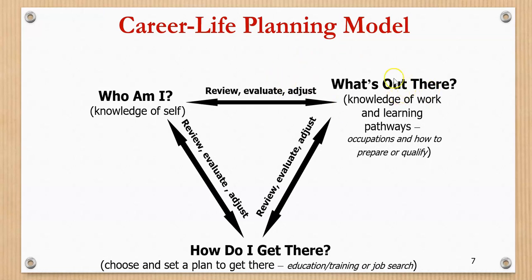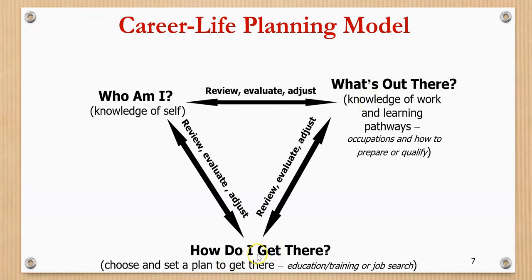So they may backtrack then to the Who Am I? Okay, well, if this is not what I'm going to do, then let me go back and think about this some more. So that's where we get into the review, evaluate, adjust aspect of the model. So there may be some going back and forth between who am I and what's out there as clients get to, kind of do the exploration process. And as they start to fit that with themselves, will make decisions about what to include or what to exclude as part of their decision-making process.